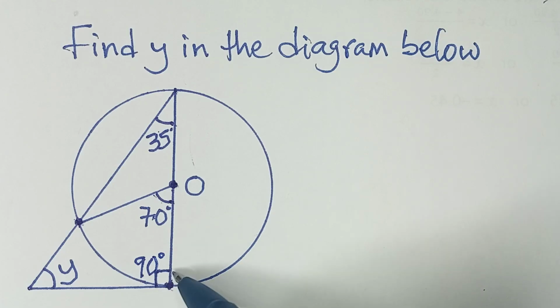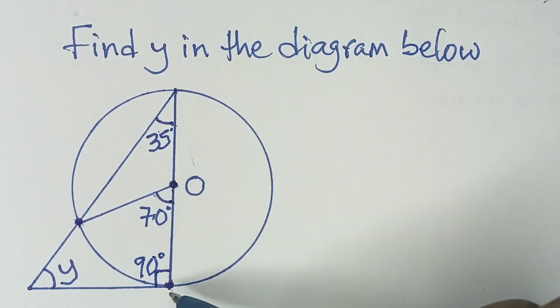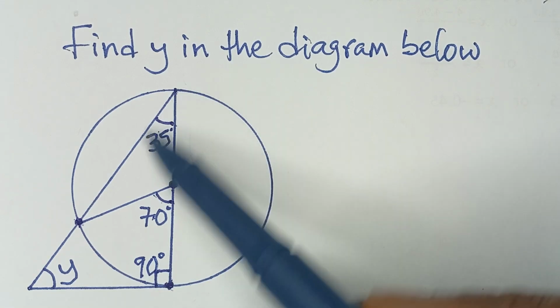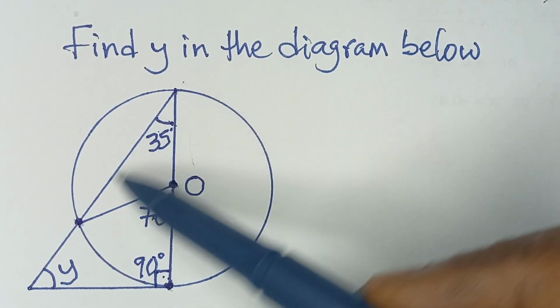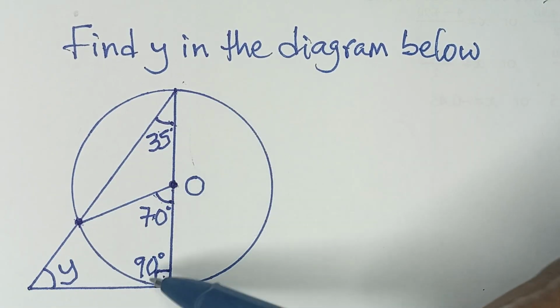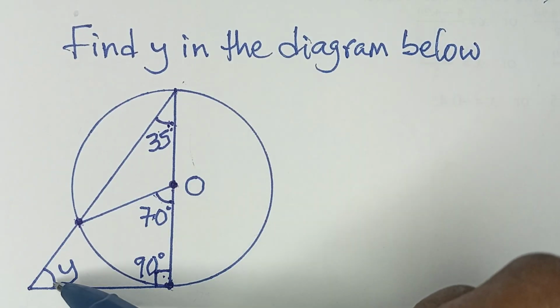So this is 90 degrees, and it is from that theorem that says that a line from a center to the tangent is perpendicular to the tangent. So this place is 90 degrees. Now, if you look at this full triangle, you can see that we already have 2 angles in the triangle. That is this complete triangle here. We already have 90 degrees and we have 35 degrees, and we are looking for angle y.